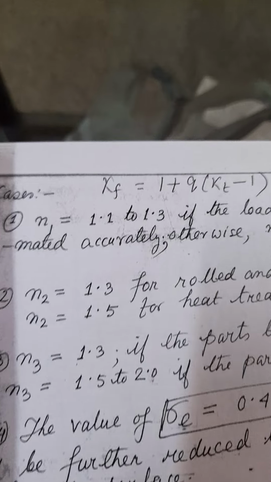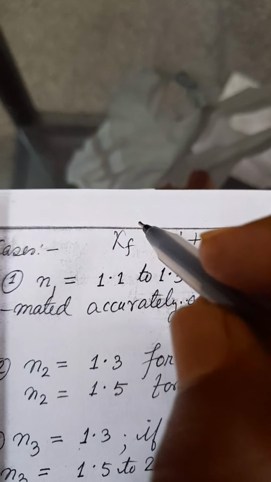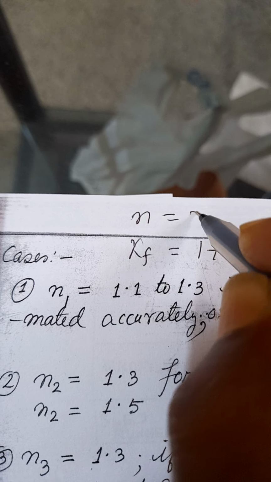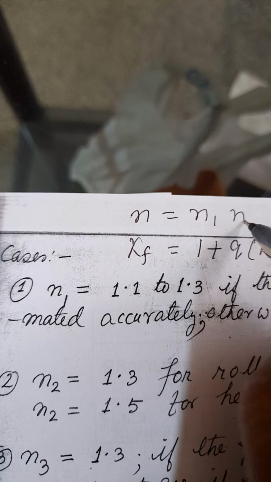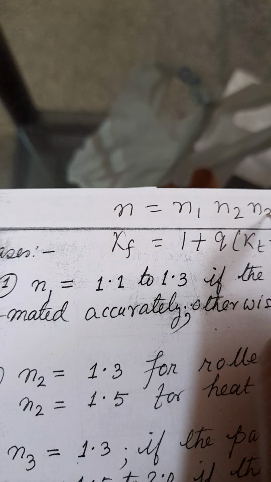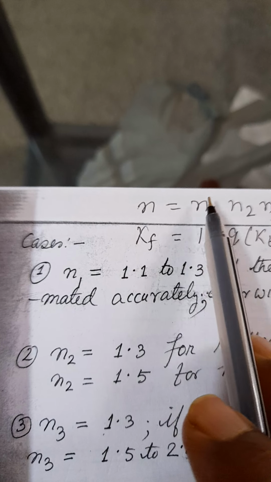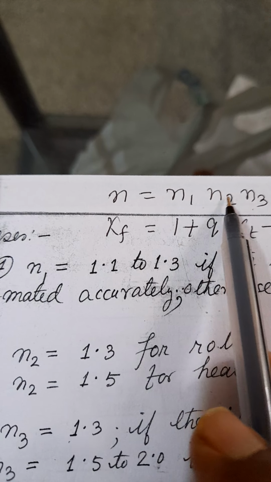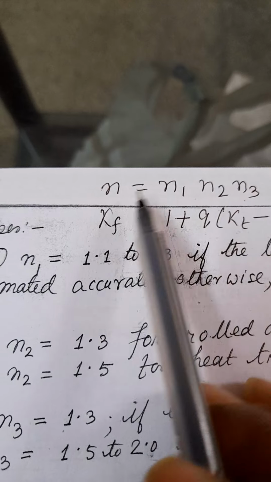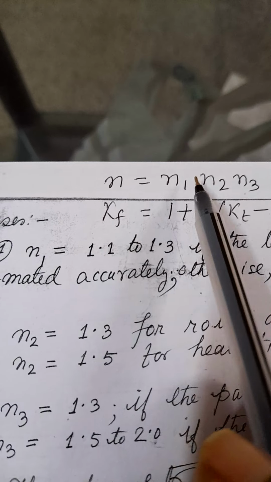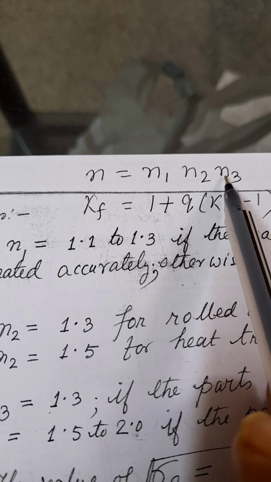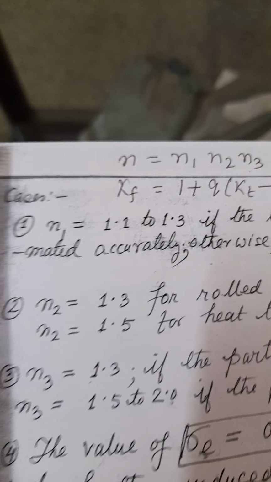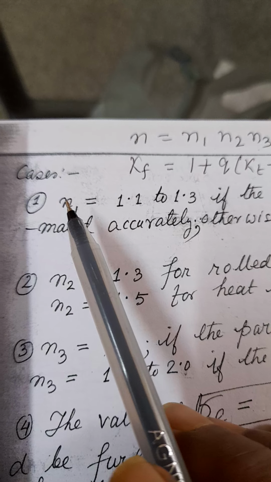Now, in the other video we have already done N is equal to N1 into N2 into N3. These are the factor of safety N1, factor of safety N2 and factor of safety N3, and this is equal to N. If N1, N2, N3 are equal, then N is equal to N1 to the power 3. Cases.